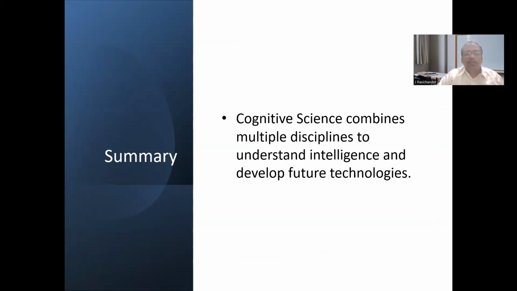Here we are going to conclude: cognitive science combines multiple disciplines to understand intelligence and develop future technologies. Cognitive science is interdisciplinary research which combines multiple disciplines to understand intelligence and develop future technologies.